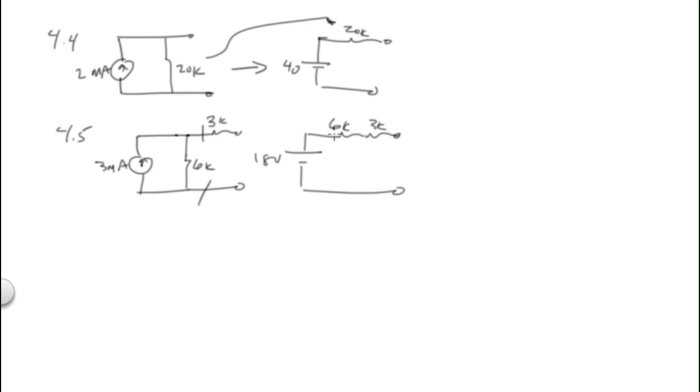So what do I have? Well, this combined is my R Thevenin. So I can now look at it and say I've got 18 volts, and I've got 9k for R Thevenin, and I'm done.